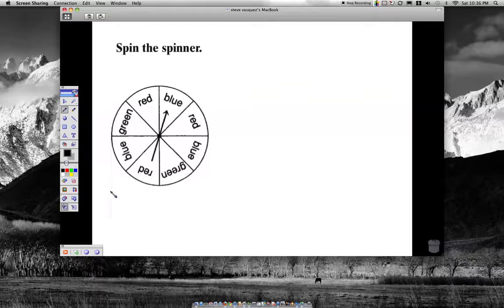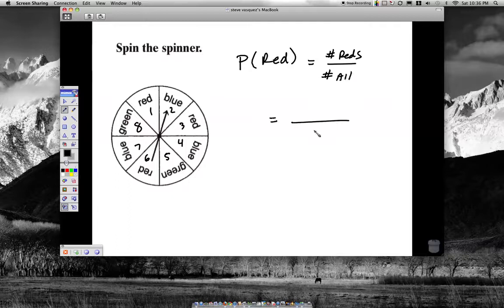If we want to talk about spinning a spinner, I can take a look at this spinner. If all pieces are equally likely, I can see that I have 1, 2, 3, 4, 5, 6, 7, 8 pieces in the spinner. So if I'm looking for the probability of red, that's the number of reds divided by the total number of all of them. I've got 8 on the bottom.